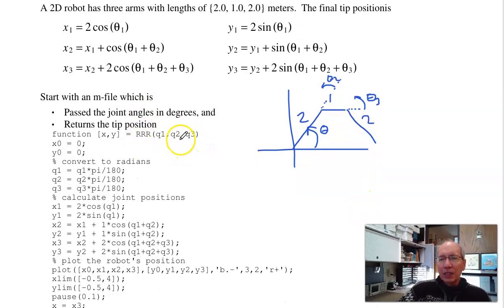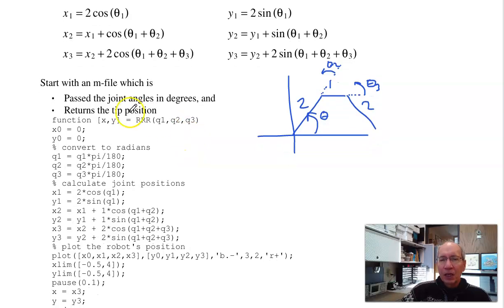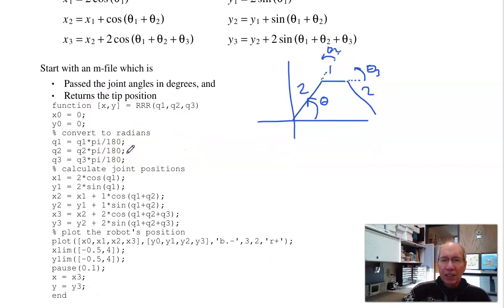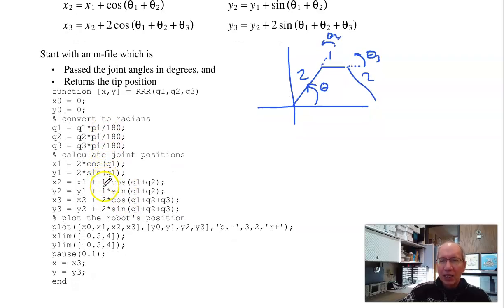I'm going to write a subroutine. I'm going to pass theta 1, theta 2, theta 3, convert to radians, and then calculate. Here's the first joint, second joint, third joint. I could also use cosine d, sine d, keep everything in degrees. Either way works. And then plot them. Here's the x value of the 0th joint, first, second, and third joint. The y value, 0th joint, first, second, and third. And then scale the axis.